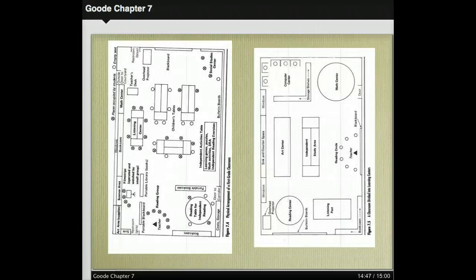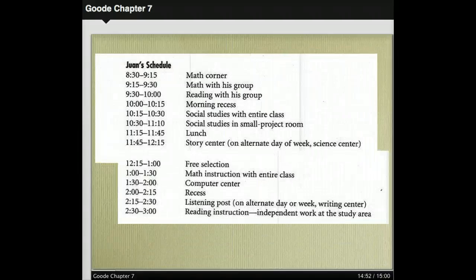And here we've got a couple of maps of a classroom that's got some centers. And here we have an individualized schedule that I thought was fun.